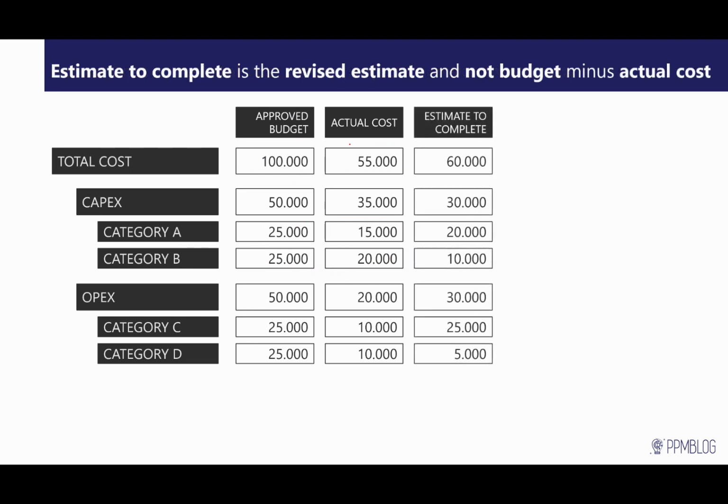Estimate to complete is not actual cost minus approved budget. It could be, if you're lucky, but quite often this is the revised number where the project manager has said, well, I had 50,000, I spent 35, but I think I need to spend 30 more until I'm done with this project. So this is the revised estimate to complete. So it's not just a simple matter of budget minus actual cost.